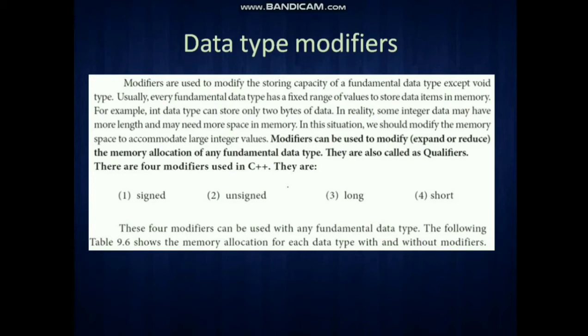Okay, so extra integer values we have to store in that particular data type. That purpose we have to use these data types. What are they? Signed, unsigned, long, short. These are all modifiers in fundamental data types. In bold letters they have given it clearly: modifiers.